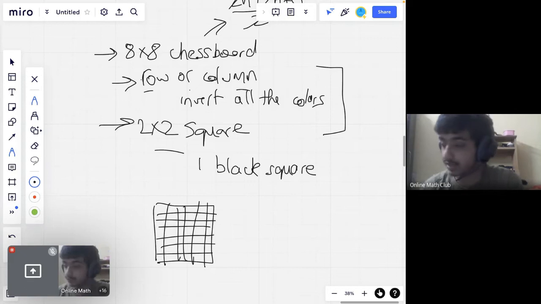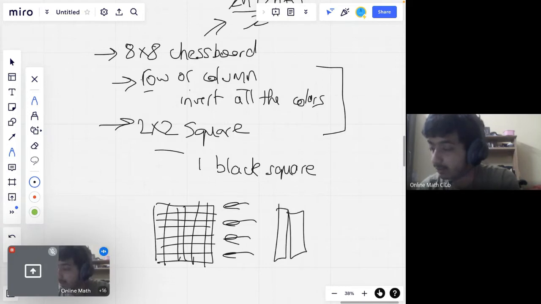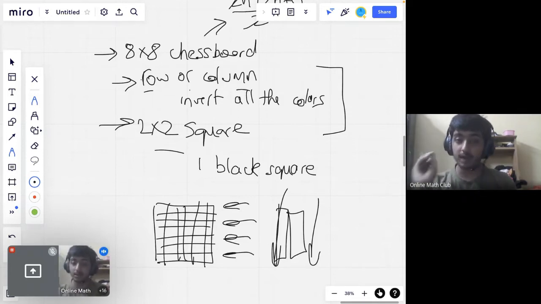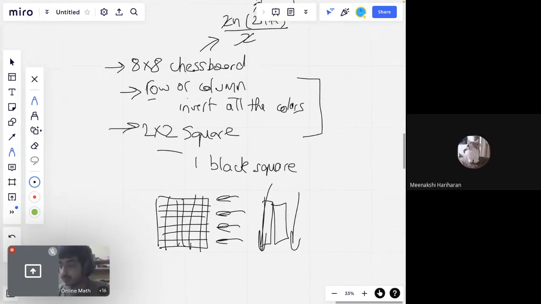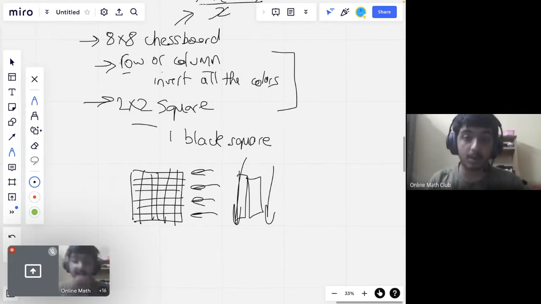For example, we can invert every other row and make it white, black, white, black, white, black, and then we can invert all the white rows, or all the black rows, whichever, and then we can make it completely white or completely black. So it is possible to make it completely white or completely black, but show that it's not possible to have only one black square. Oh, so in the end, you shouldn't have only one black square. Yeah, show that it's never possible to get such an arrangement.